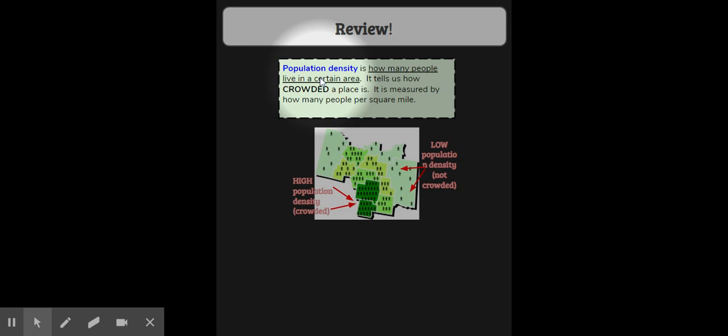Population density. This is how many people live in a certain area. It tells how crowded a place is. It is measured by how many people live in a square mile. For example, in this green zone, it is a high population density because it is crowded. In the lighter green areas, it is a lower population density because there are fewer people that live there and it is not crowded.